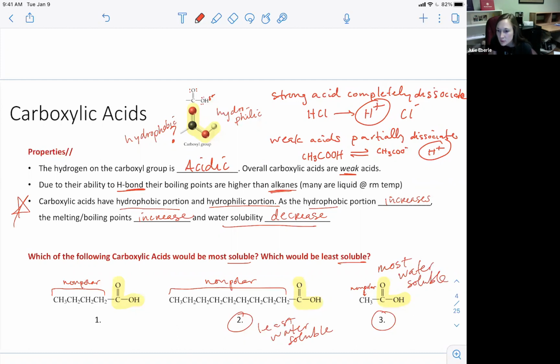Now for the last one, the carboxylic acid with the highest boiling point, most people said 2, and that is true. As the hydrophobic portion increases, and 2 has the longest hydrophobic portion, the melting and boiling point will increase. That is because this nonpolar region that I have labeled on number 2 can experience a whole lot more London dispersion forces than molecule number 1 or molecule number 3. Does it make sense?